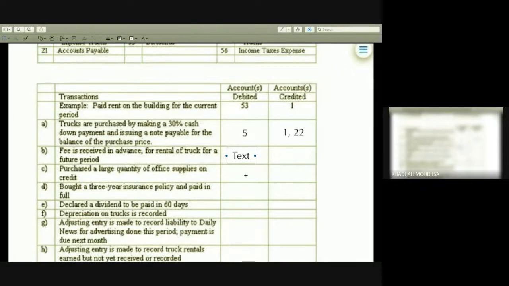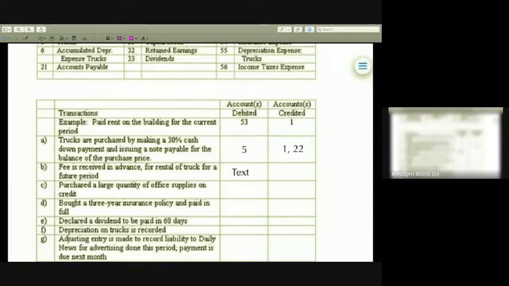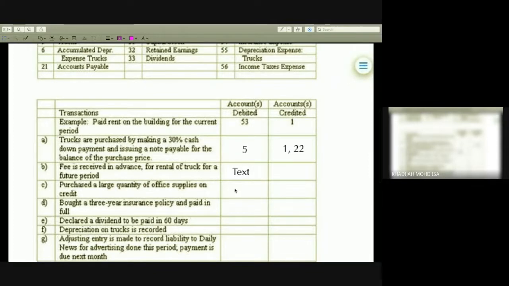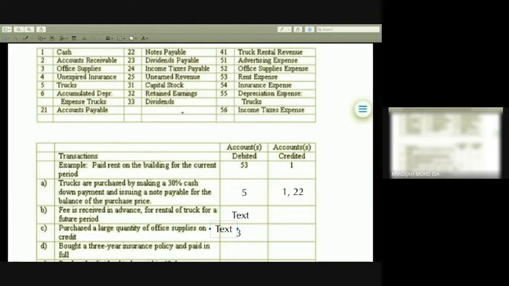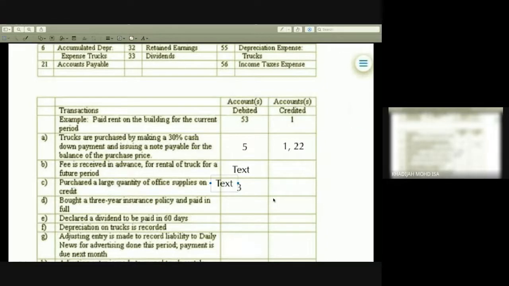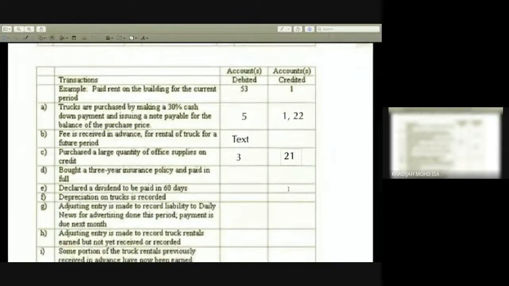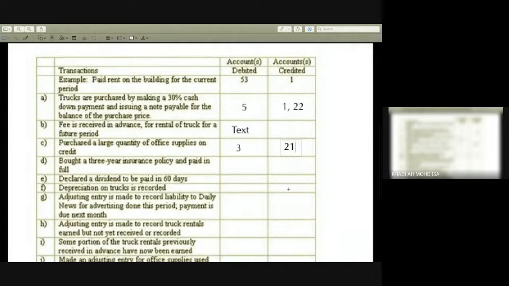You purchase large quantity of office supplies on credit. Office supplies is an asset. So you have asset number 3, and then purchase by credit. So credit, then you have your accounts payable. What is your accounts payable? Accounts payable is number 21. Okay. Bought a 3-year insurance. So again, this one is your accrual today.